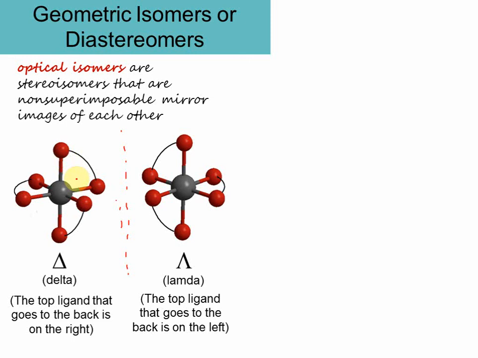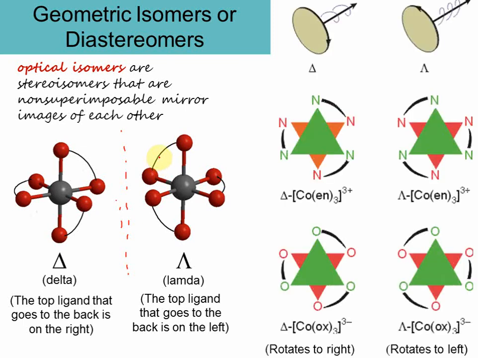Now, to best understand the difference between delta and lambda isomers, it's best to have a molecular model kit and put together the octahedral shape, so you can actually see the differences between these two. It's very much like propeller fans, because one rotates back and to the right, and this is the delta, and the other rotates back and to the left, and this is the lambda. So you can think about the faces on the octahedron. The delta goes back and to the right, and the lambda goes back and to the left.